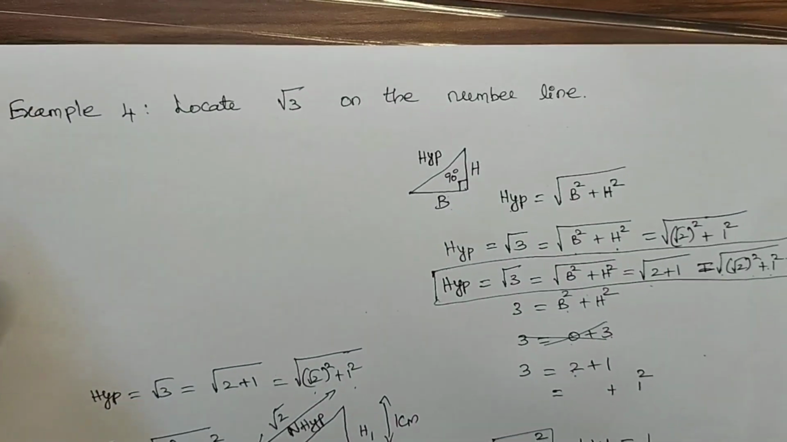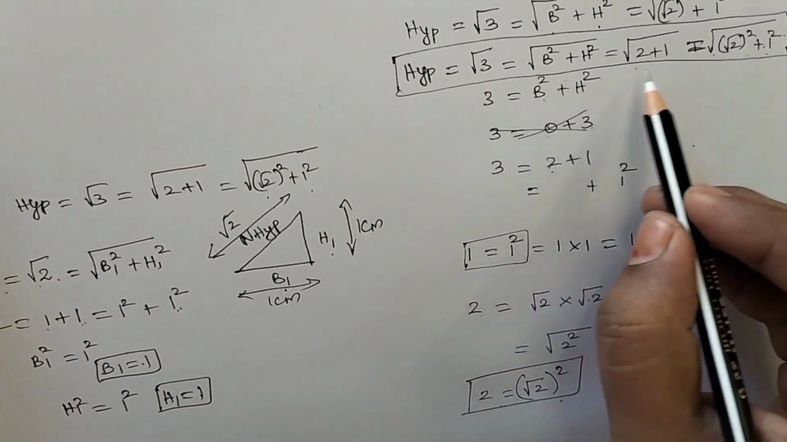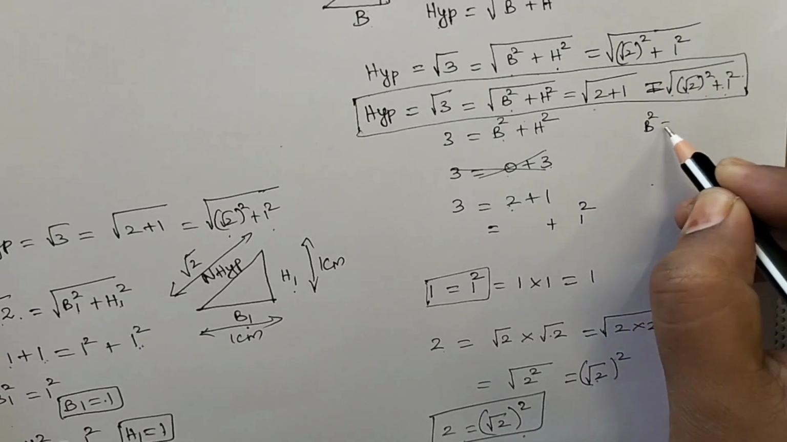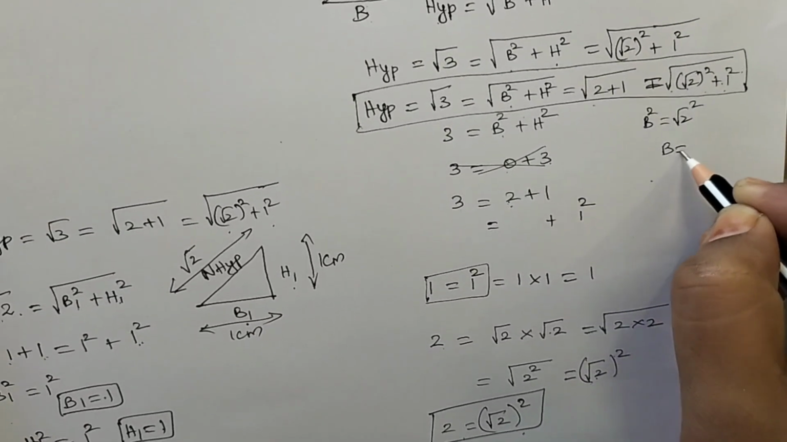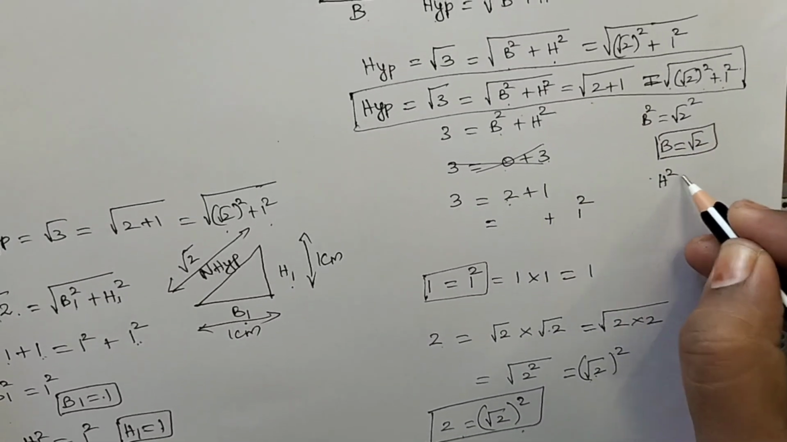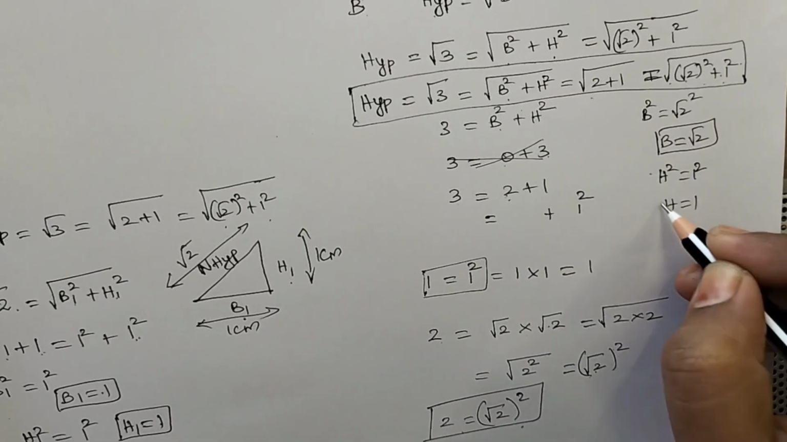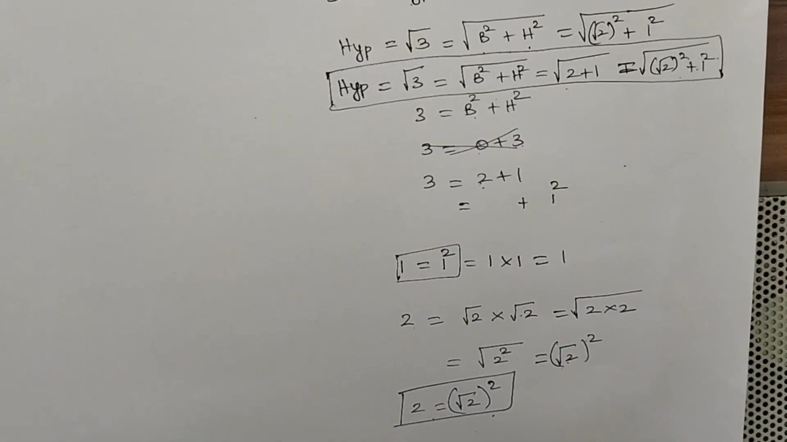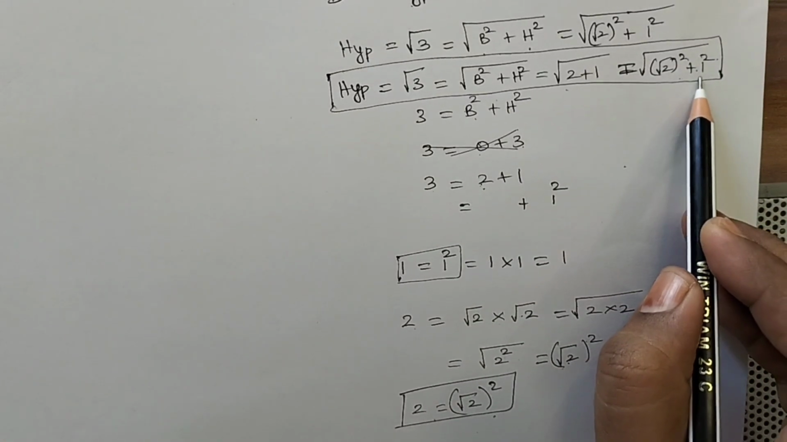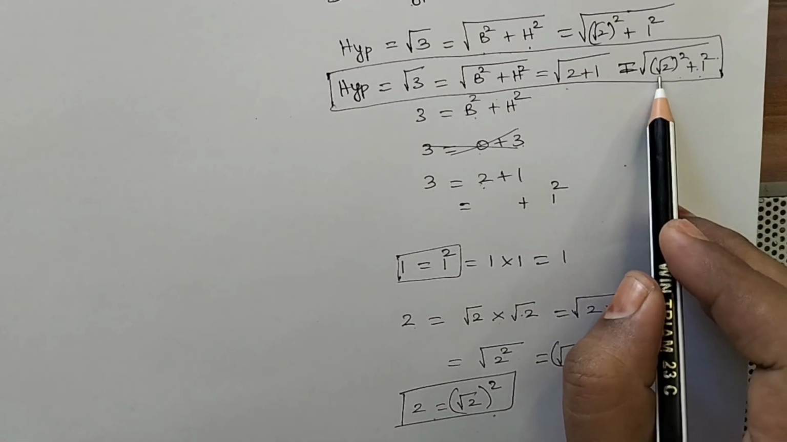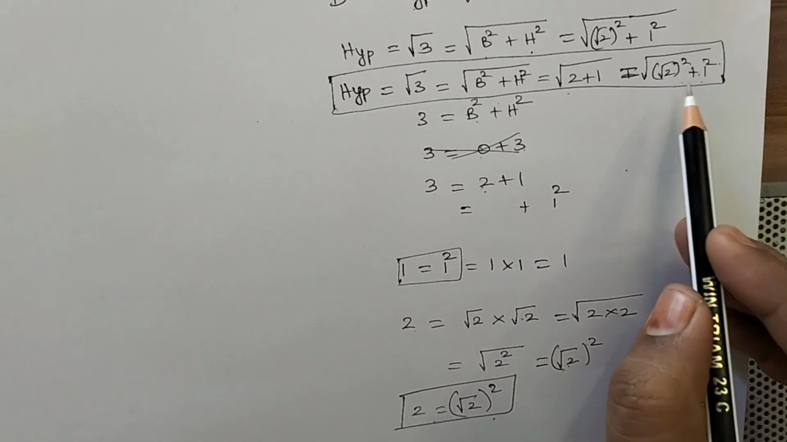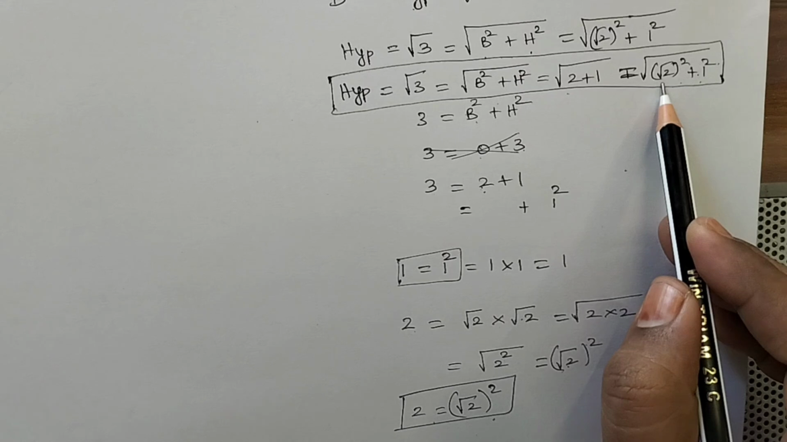Okay, so using all these things, you have determined that this b square is equal to root 2 square. So b is equal to root 2. And then h square is equal to 1 square, so h is equal to 1. So once we have determined that, again we know that 1 is possible to measure in the scale, right? But what about root 2? So root 2 also I have to measure. But root 2, again it is an irrational number.